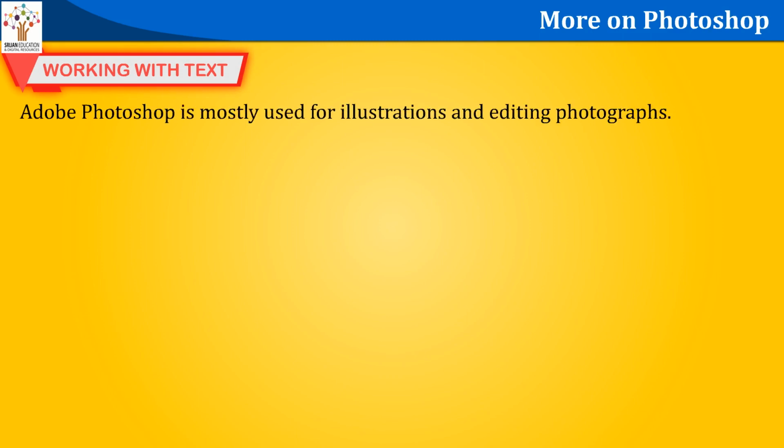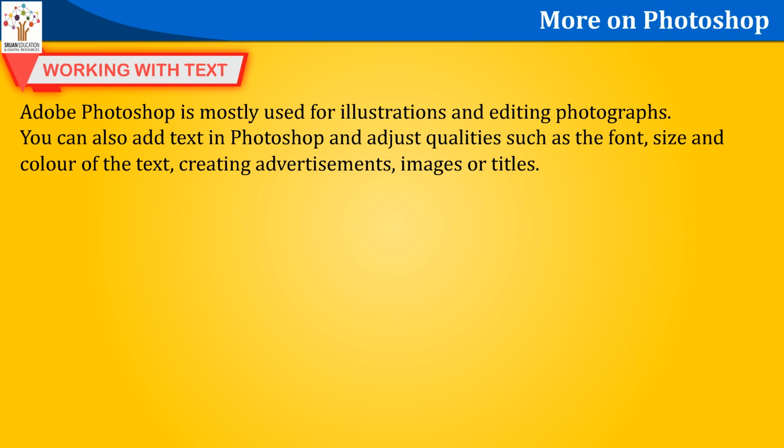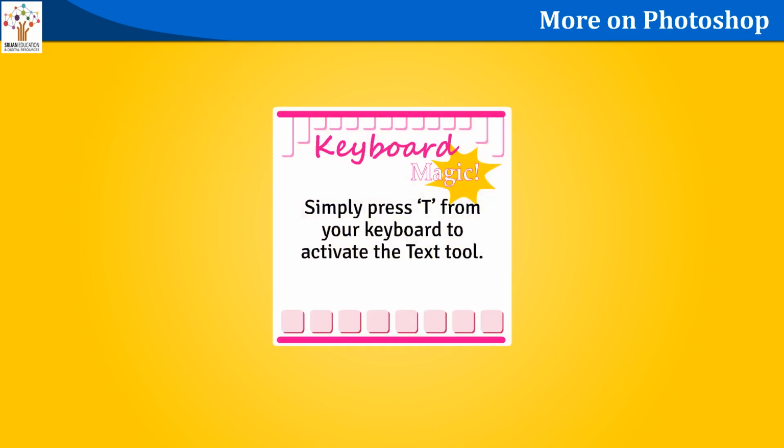Working with text. Adobe Photoshop is mostly used for illustrations and editing photographs. You can also add text in Photoshop and adjust qualities such as the font, size, and color of the text, creating advertisements, images, or titles. Keyboard magic. Simply press T from your keyboard to activate the text tool.